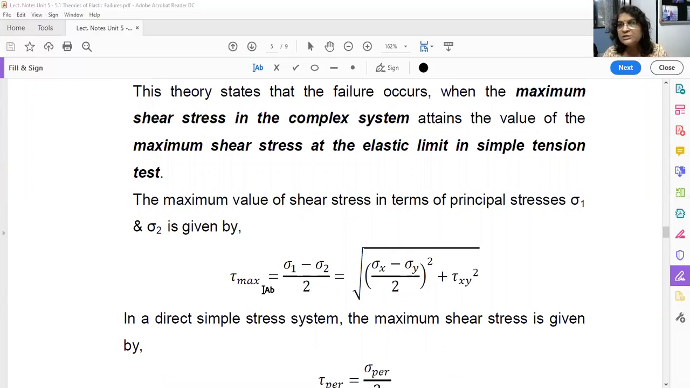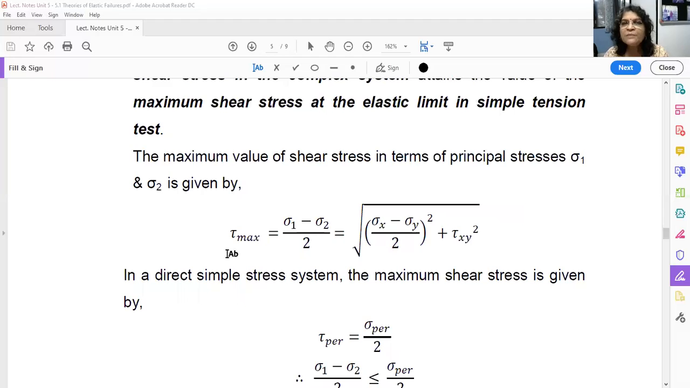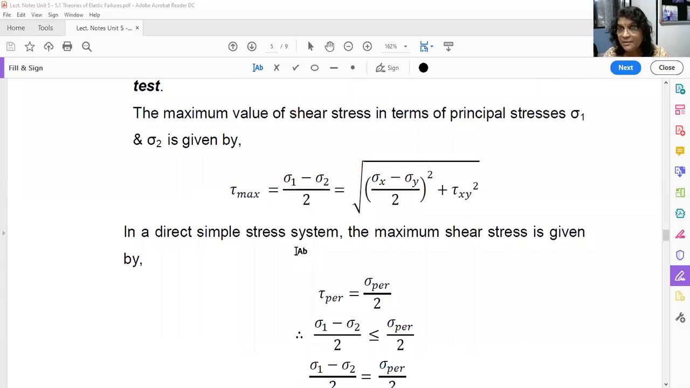Tau max is equal to (sigma 1 minus sigma 2) by 2, or that is also given by the square root of ((sigma x minus sigma y) by 2) whole square plus tau xy square. And in a direct simple stress, the maximum shear stress is given by tau permissible is equal to sigma permissible by 2. This relation is always there for all material. This is an approximation, but we always take that permissible shear stress is always half of the permissible normal stress.